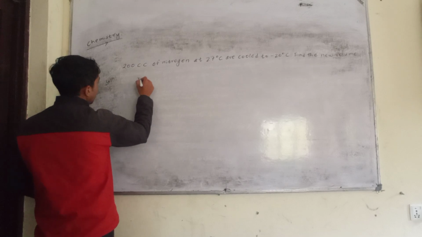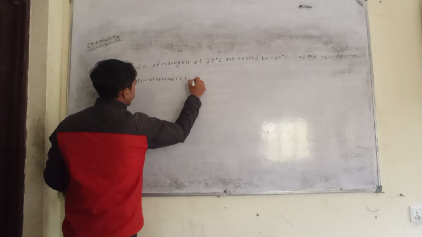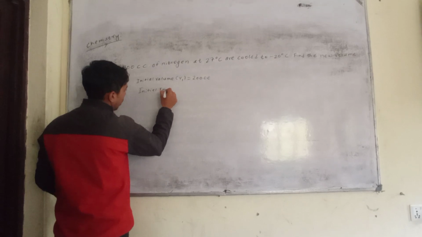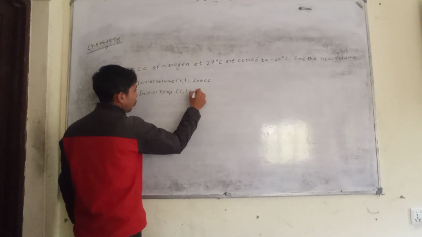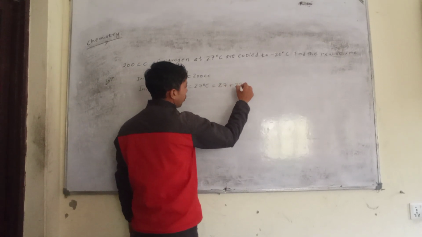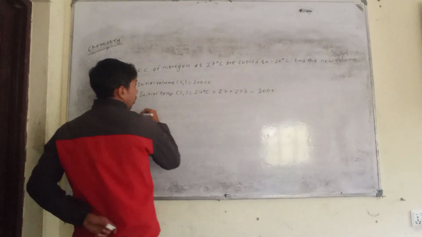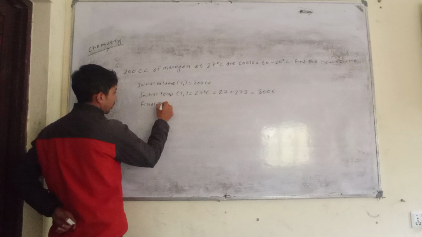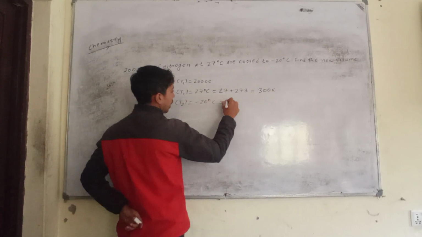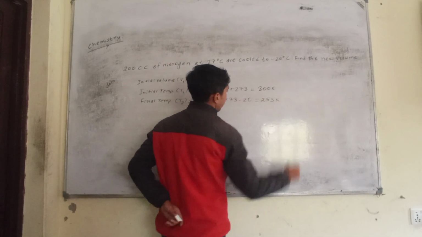So initial volume V1 equals 200 cc. Initial temperature T1 equals 27 degrees Celsius. So we need to convert it into Kelvin. That is 27 plus 273, 300 Kelvin. Final temperature is minus 20 degrees Celsius, that is 273 minus 20, that is 253 Kelvin.